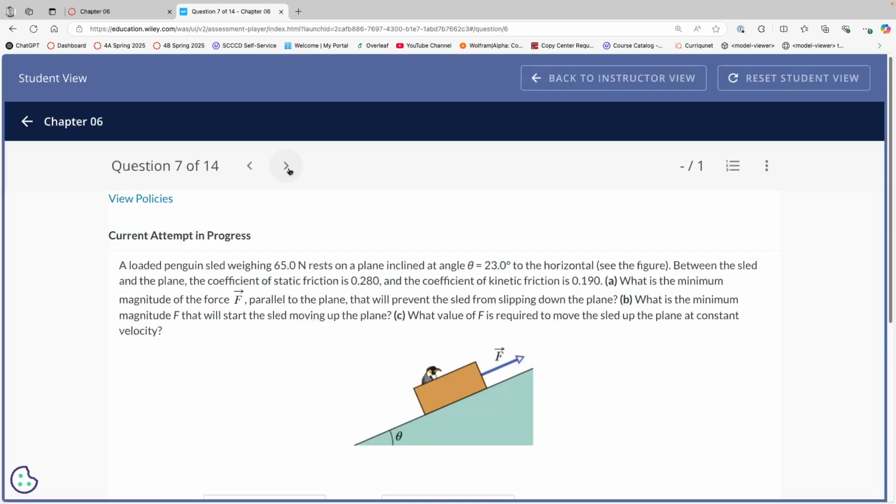Okay? Write down the equations. You'll see it. And then for static friction, what is the maximum magnitude? Minimum, to prevent the sled. What is the minimum magnitude that will start the sled moving up the plane, right? That's with friction the other way. And then what is the value required to move the sled at constant velocity? So what's the acceleration if it's moving at constant velocity? Still 0, but now it's moving. So what friction are we talking about? Good luck with penguins.